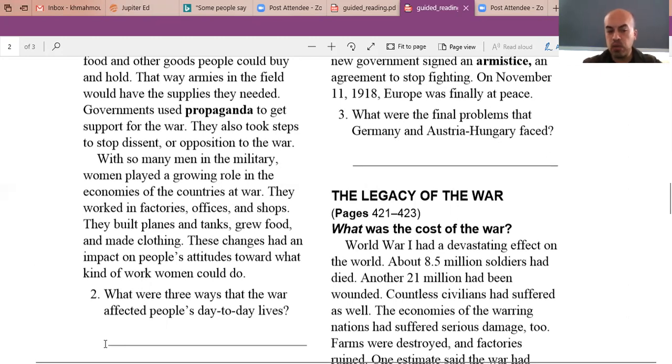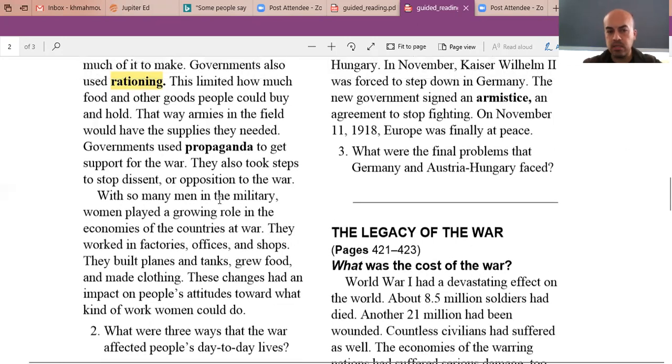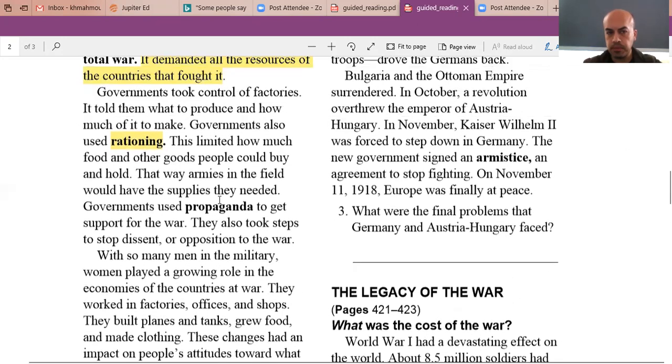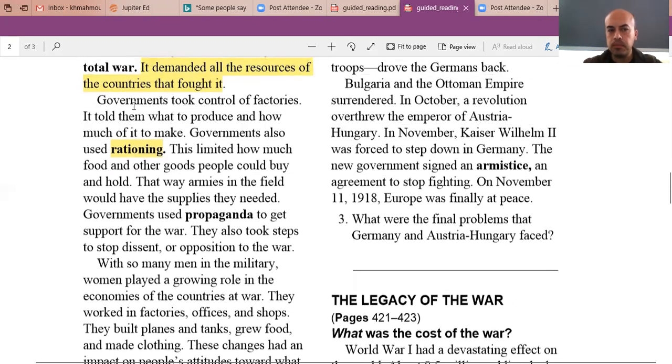So the question now is, what were three ways that the war affected people's day-to-day lives? Okay, three ways. The first one is that government took control of factories and also limited how much food and goods people could buy and hold. This is the first one.